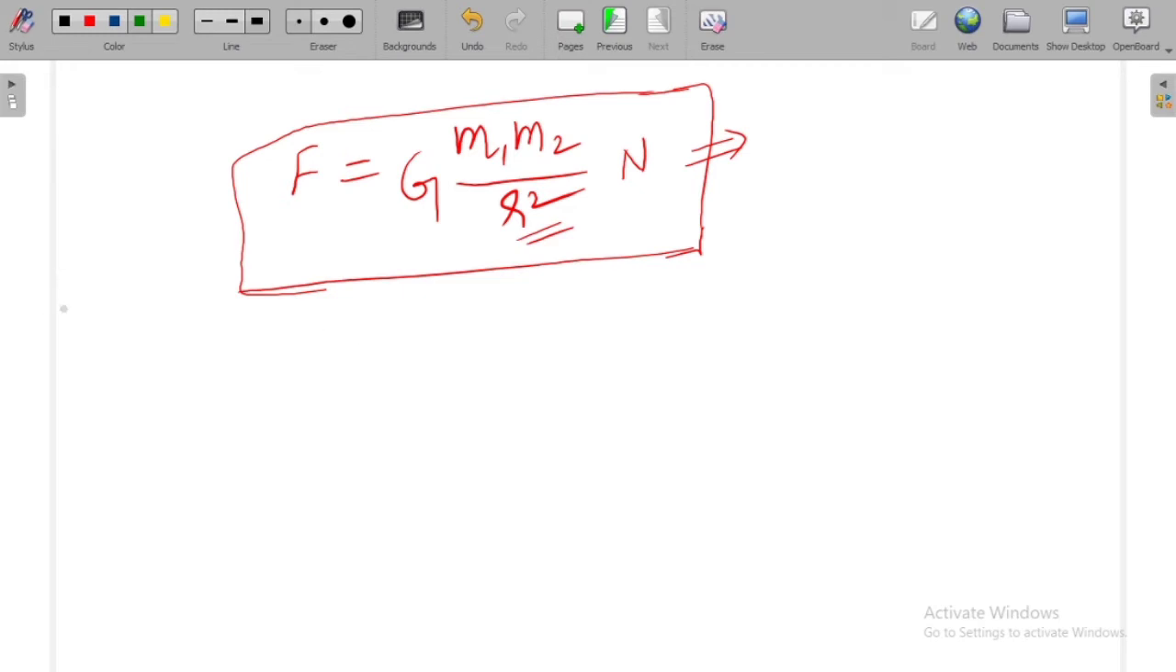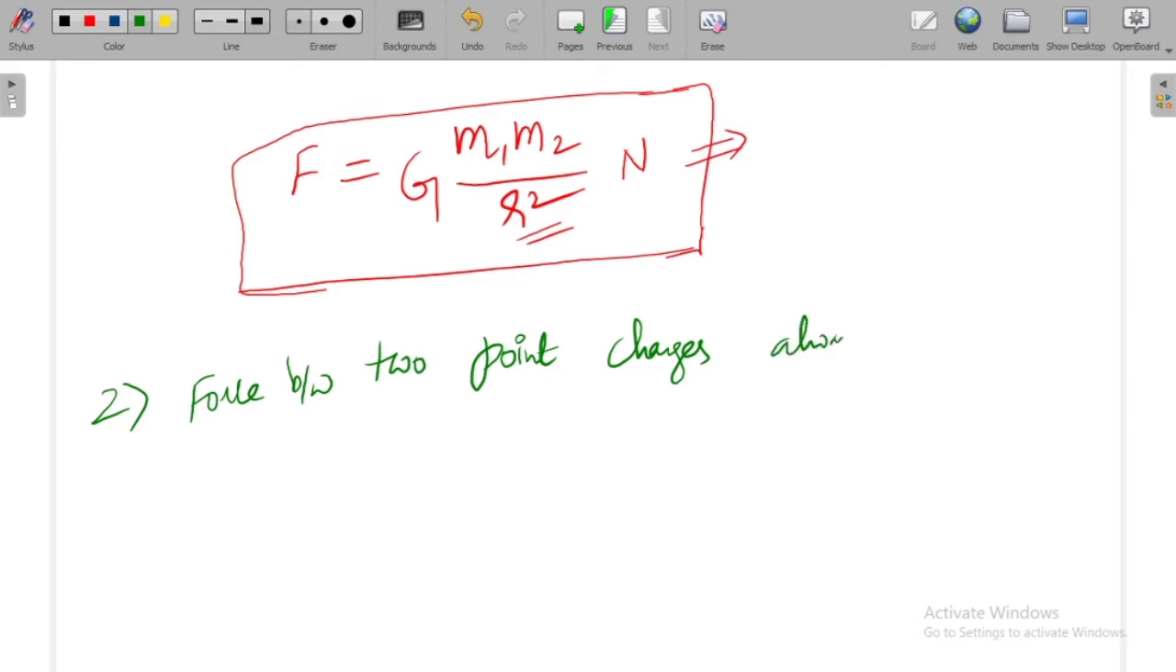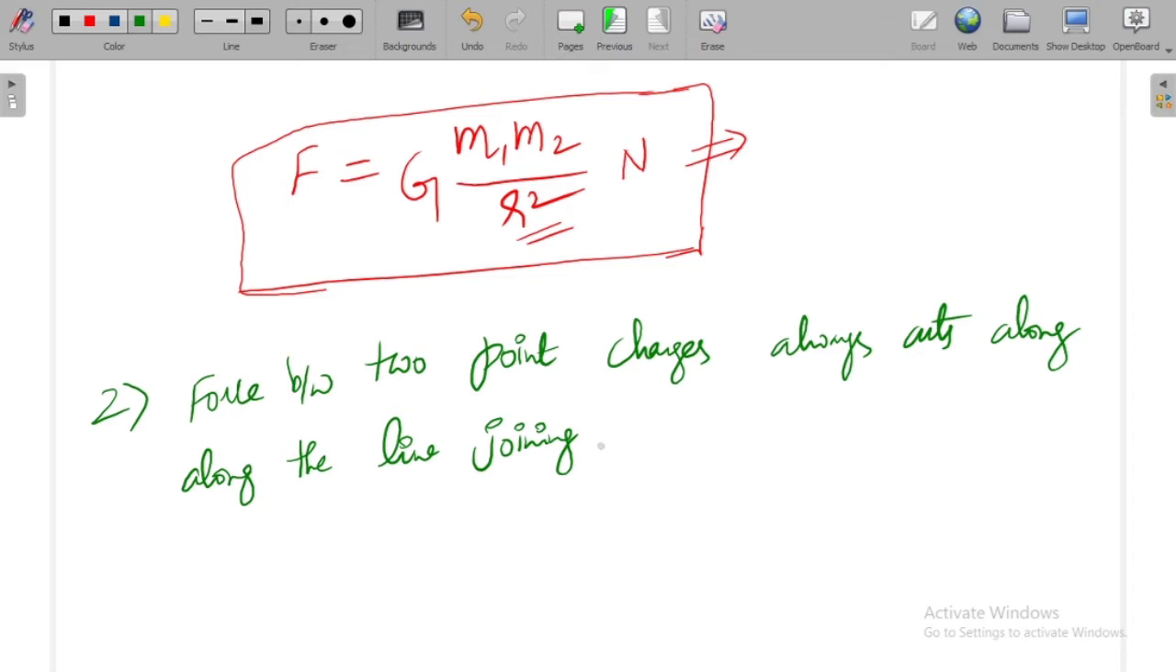This is the first fact. And the second fact which we need to understand is that force between two point charges always acts along the line joining the two charges.